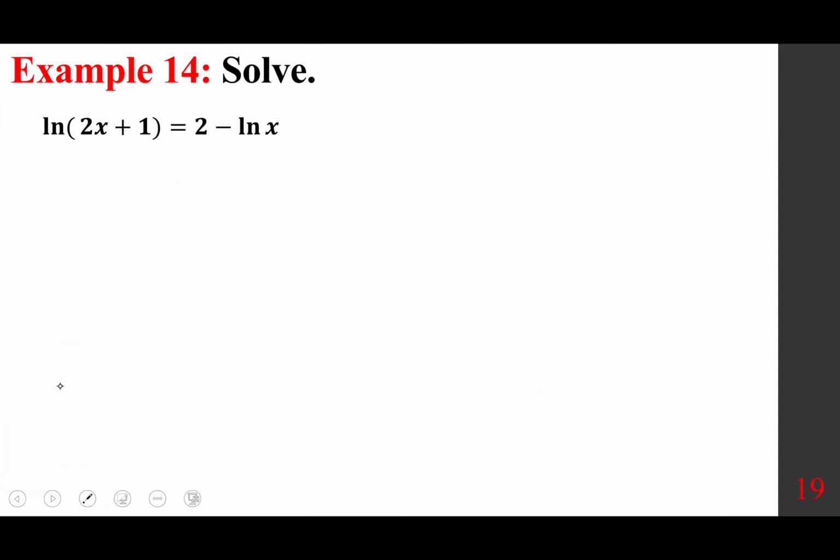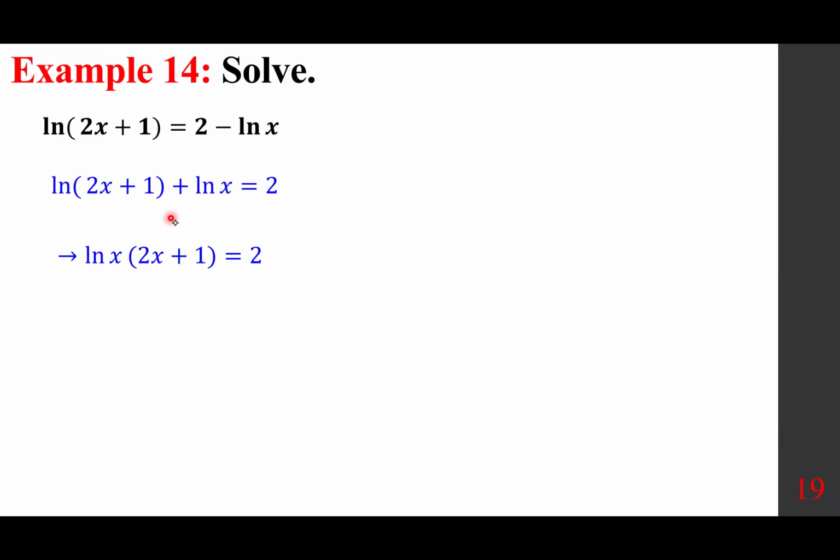Here's example 14. ln of 2x plus 1 equals 2 minus ln x. We want to solve this. Anytime you have logarithmic equations, if you have all logs, put each side into a single log and solve. But if you have a mixture, then bring all the logs to one side, all the numbers to the other. And so in this case, all we have to do, move minus ln x to the left side becomes plus ln x, combine them using the product rule, ln of 2x plus 1 times x, or x times 2x plus 1.